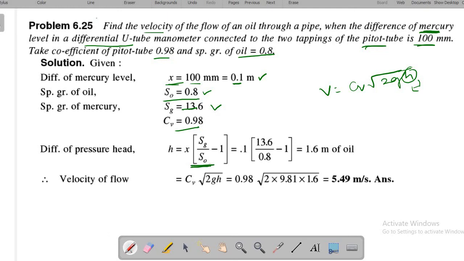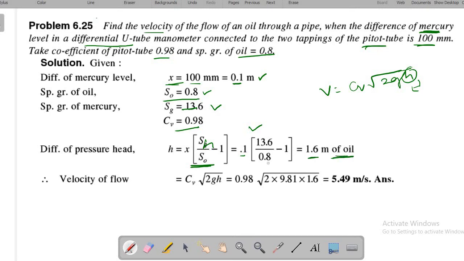Similarly, the manometer has a higher density fluid, that is a high specific gravity fluid, so this formula I have to use: h = x into (Sh divided by So minus 1). So x is 0.1 into (13.6 divided by 0.8 minus 1), so we will get 1.6 meter of oil.